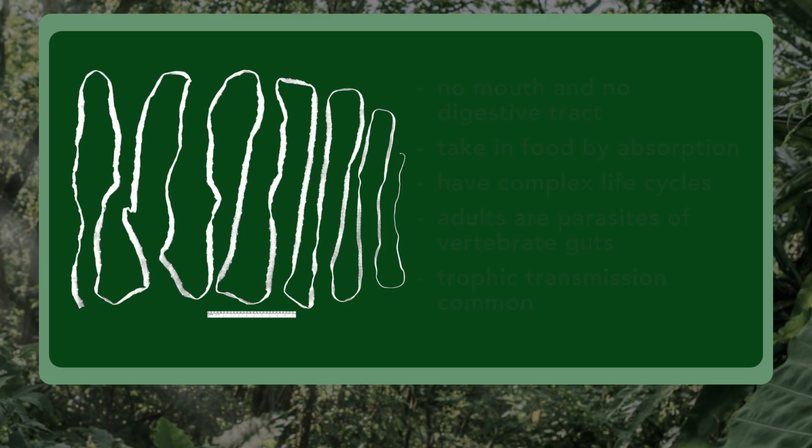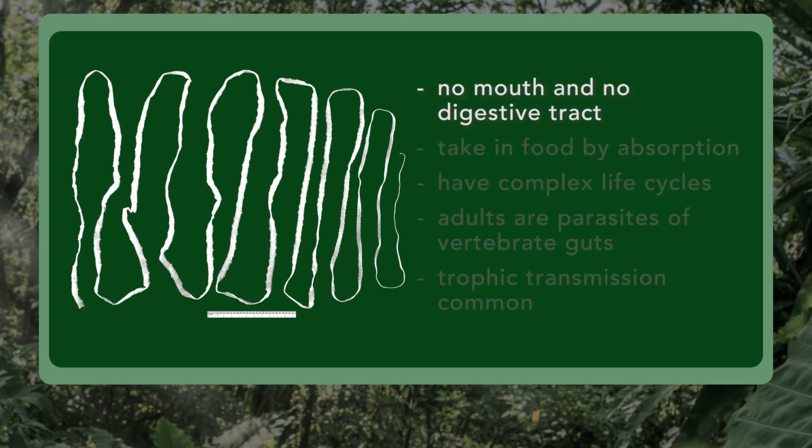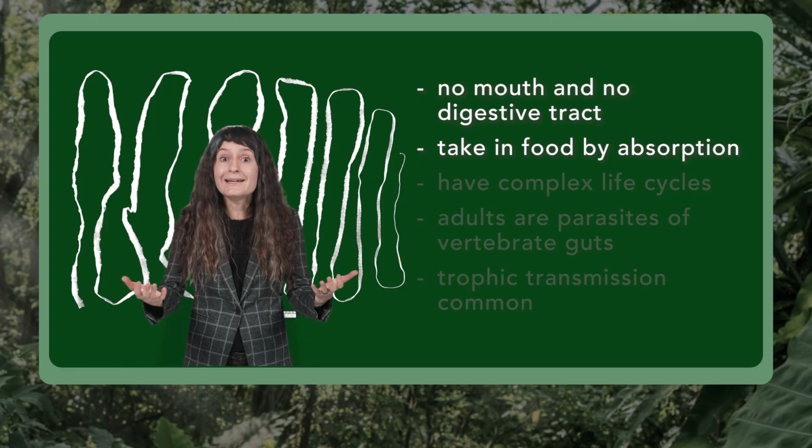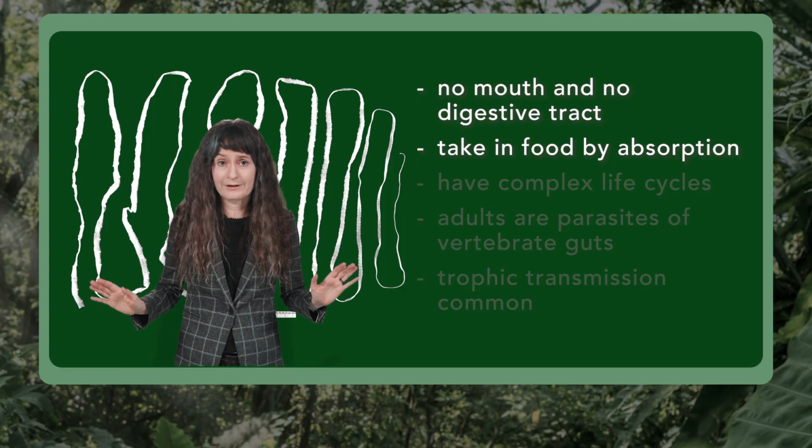One of the ways in which the cestodes are different is that they have no mouth and no digestive tract. They take in nutrition by absorbing it across their body wall. If you're confused about how that allows them to live, all will be revealed shortly.